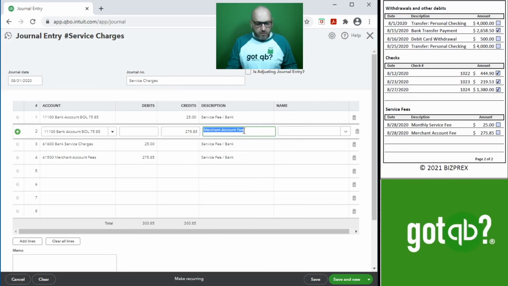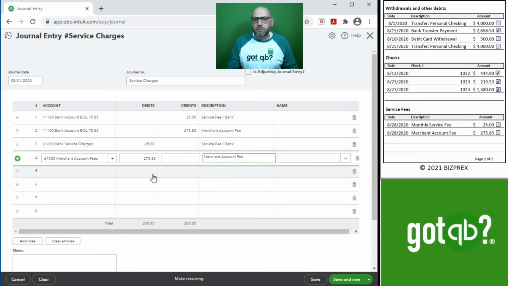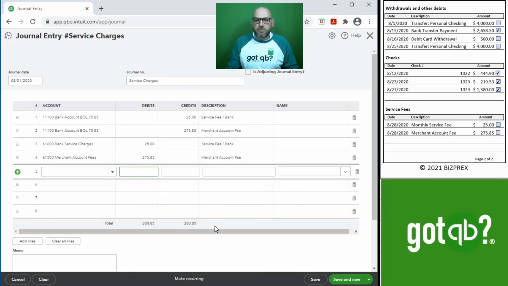Perfect. This one got a little bit more complex, but what's important here is that debits and credits are in balance. This equals this. That's the bottom line. Let's summarize. Our merchant account fee expense account is going up, it's being debited. Our bank service charges are going up, being debited. Makes sense, expenses go up when debited. What else is happening? Our bank account is getting hit twice by the offsetting entry, and being an asset, it is reduced when it is credited. We're good to go.